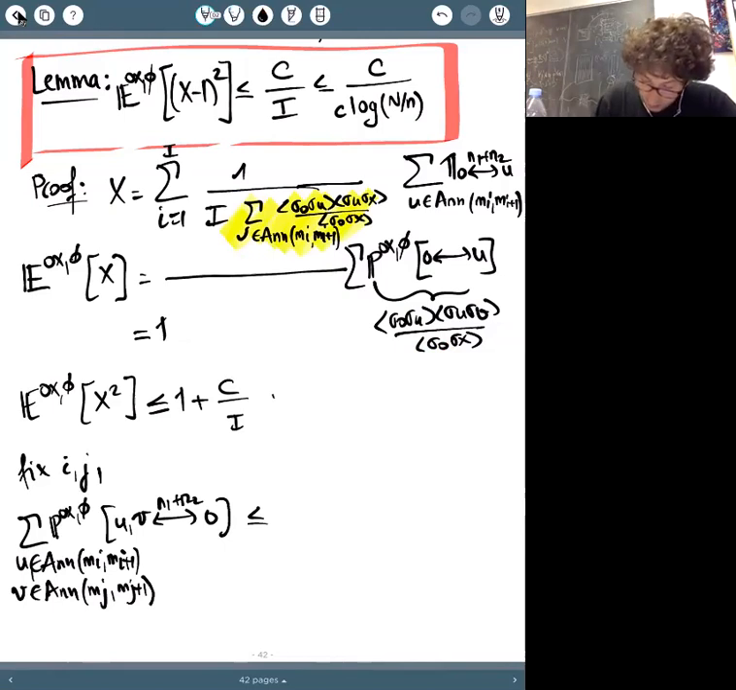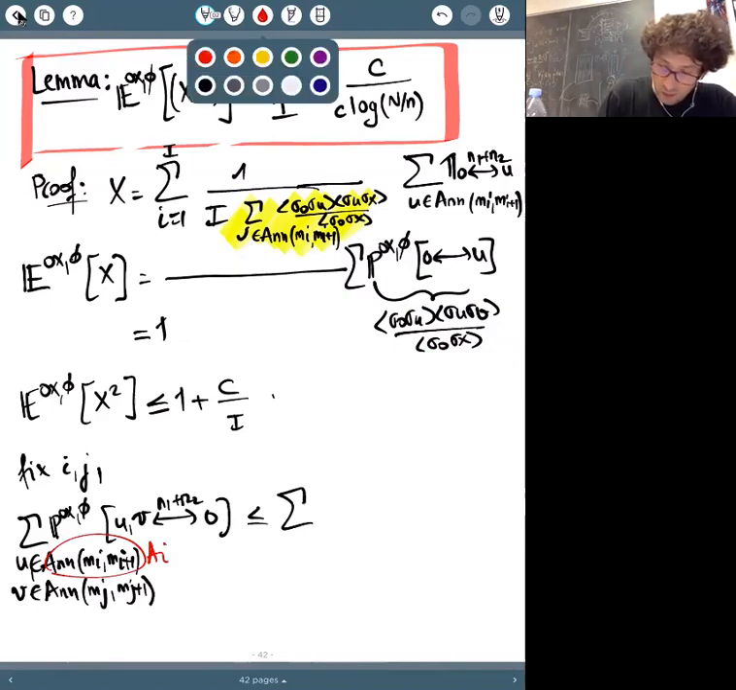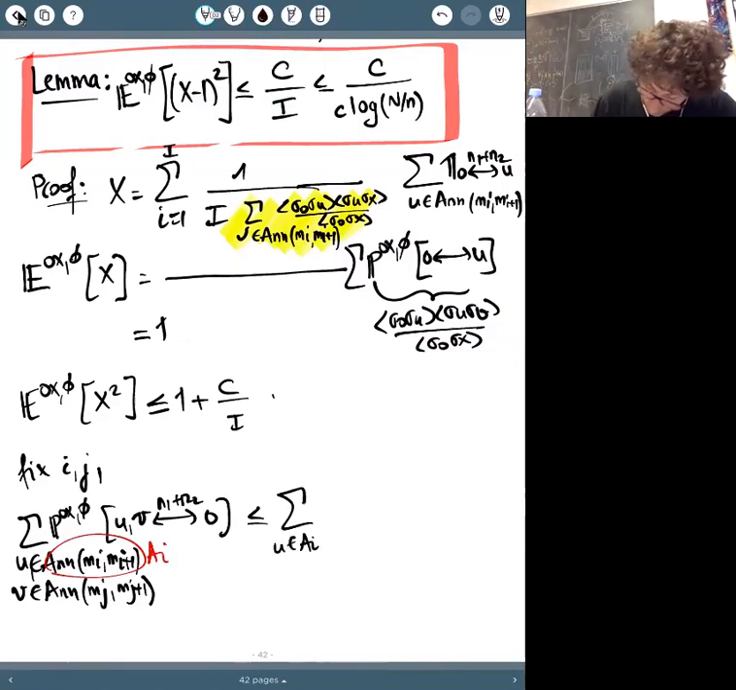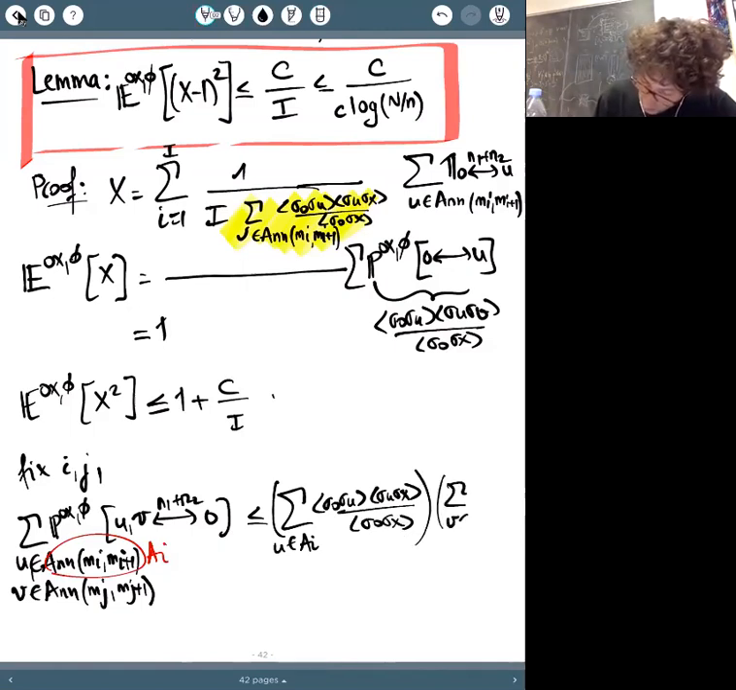So I want smaller than the sum. I don't know why I didn't do that right away. Let's call this guy A_i, the annulus A_i. So I want the sum for u in A_i of the probability of sigma 0 sigma u, sigma x over sigma 0 sigma x, times the sum for v in A_j of the same thing, times 1 plus big O of 1 over |i minus j|.